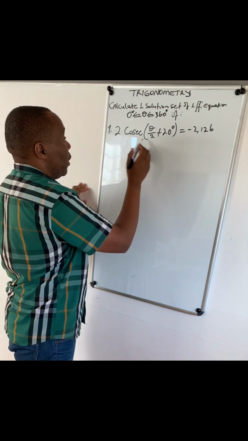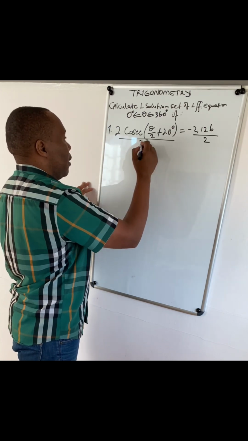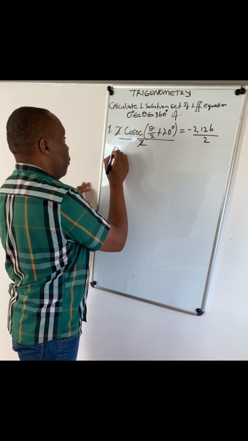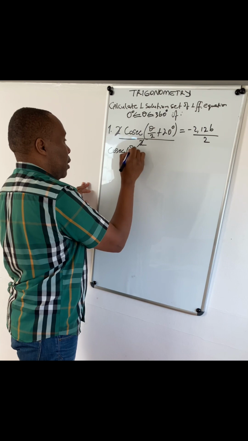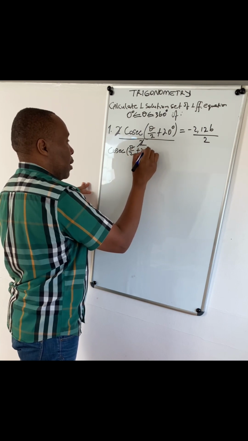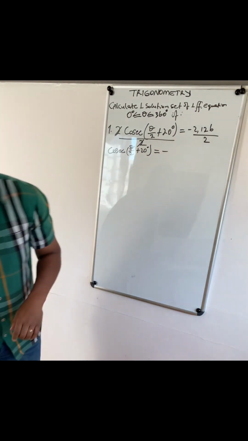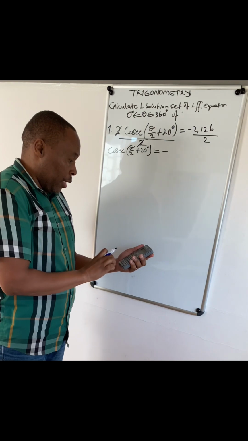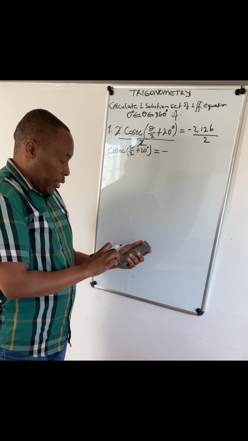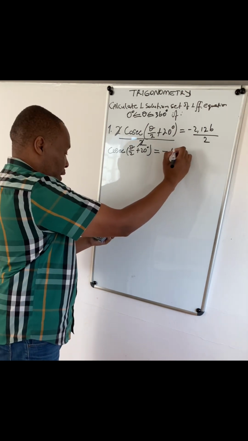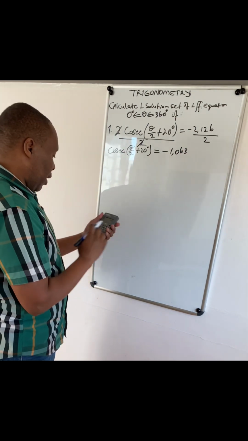So the first thing we do here is divide both sides by 2. So this cancels this, and then we have cosec of (theta over 2 plus 20 degrees) is equal to, we leave that negative there, and we punch our calculator: 2.126 divided by 2, it's negative, it leaves us with 1.063. Then we come to the next step.